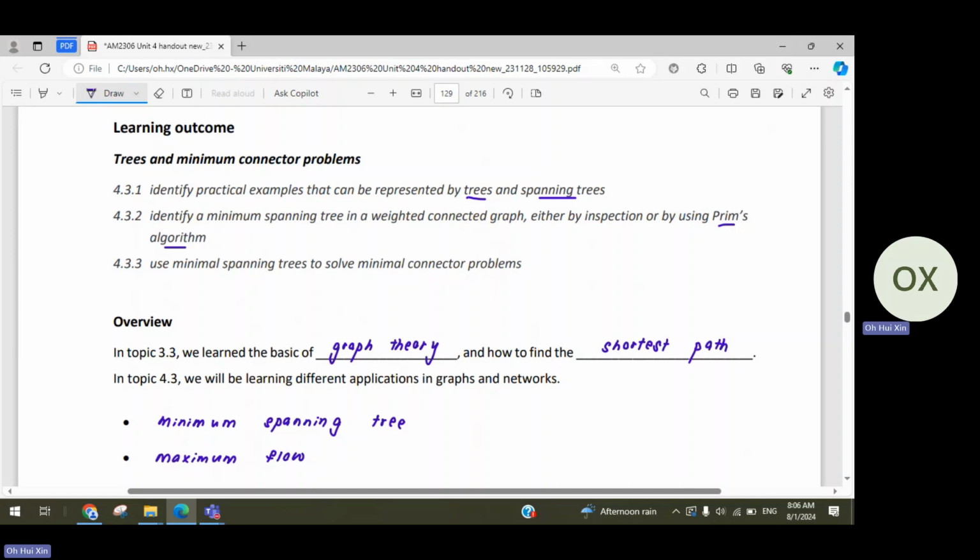But just based on your working itself, we wouldn't be able to know whether you are using Prim's or Kruskal's algorithm. So it's good that you know how to do both, so that in the exams you can carry out both and double check your answer. Okay. So 4.3.3 is basically to solve the problem.